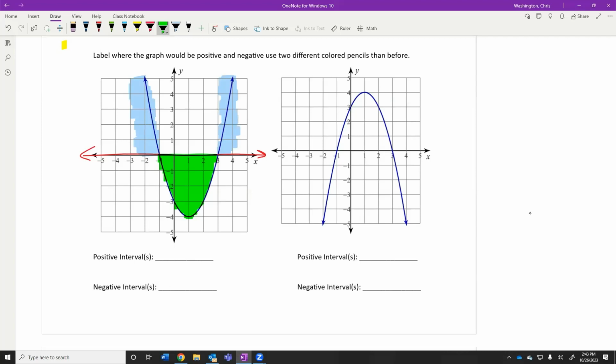Remember when we did the inequalities a couple weeks ago, last week, I guess it was, and we did the sign chart and we had the plus and the minus signs on there? We can do that for this as well.